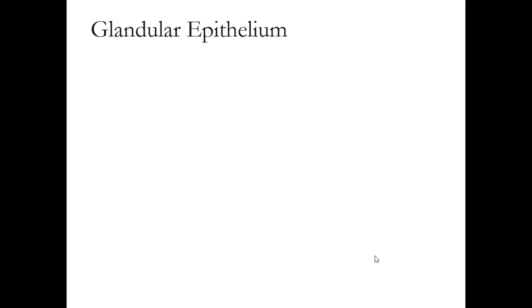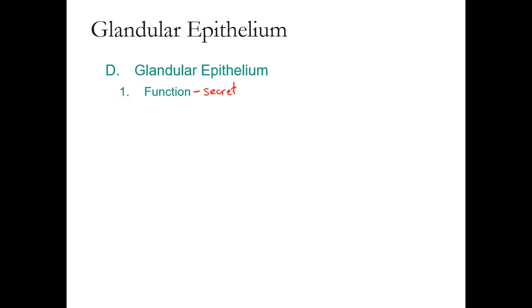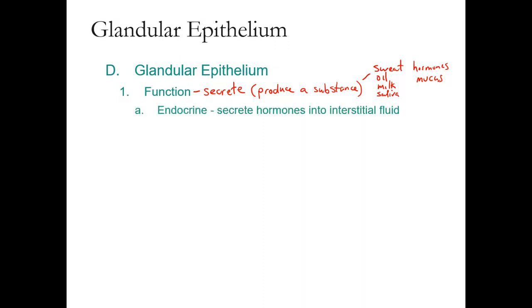So glandular epithelium is our last stop that we have to cover. The function of glandular epithelium is to secrete. Secrete is a word that a lot of people don't like, but secrete basically just means to produce a substance. So anything that your body produces is a secretion. For example, you could have sweat, oil, milk, saliva, hormones, mucus, all those wonderful, beautiful things that come out of the human body, all produced by glands.